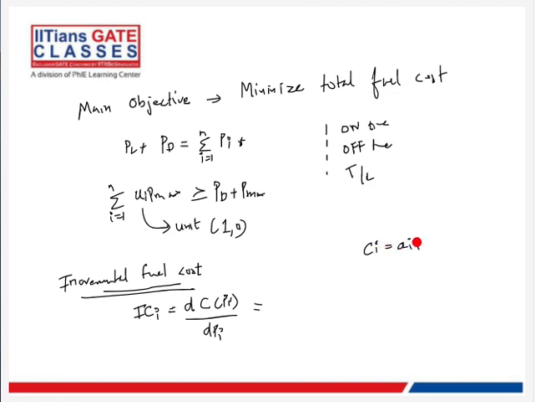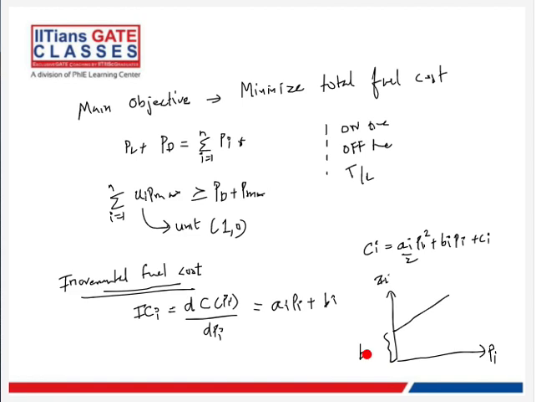It is ai pi square plus bi pi plus small ci, right? So if you differentiate it, what will you get? It is 2 ai pi plus bi, right? So basically, if you plot the incremental cost curve, you will find that it is a linear thing. It's a straight line, right? Where the y-intercept is bi and the slope is ai. This would be our pi min. This would be our pi max. So this is our incremental cost curve, right?